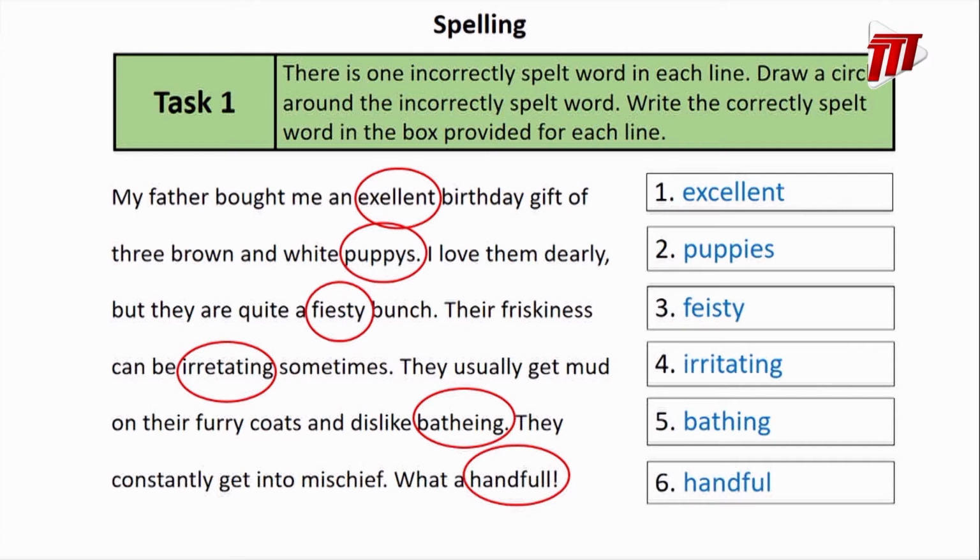So look through your words now. We have excellent spelled E-X-C-E-L-L-E-N-T. Puppies, P-U-P-P-I-E-S. Feisty, F-E-I-S-T-Y. Irritating, I-R-R-I-T-A-T-I-N-G. Bathing, B-A-T-H-I-N-G. And handful, H-A-N-F-U-L. Look at your words carefully because we want to do our spelling bee.